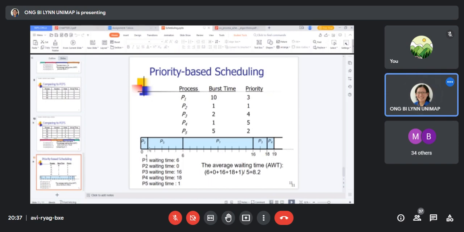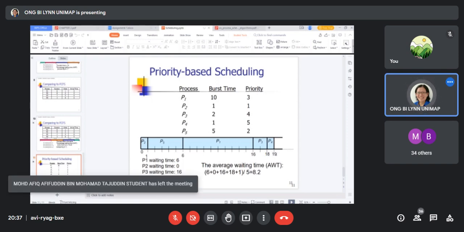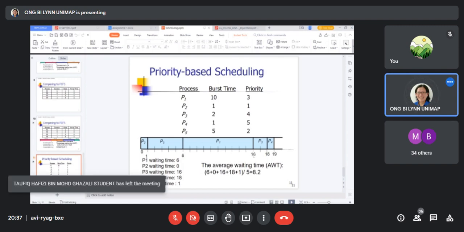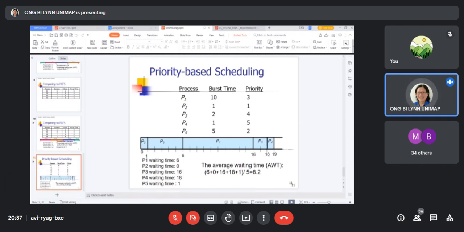So P2, 1 unit. P5, 5 units. P1, 10 units. P3, 2 units. And P4, lastly, 1 unit. So after 1 unit, you have 1. Plus 5 units, you have 6. Plus 10 units, you have 16. Plus 2 units, you have 18. Plus another 1 unit, you have 19.